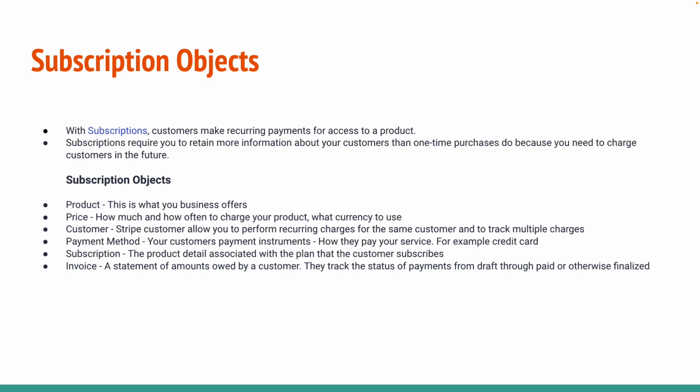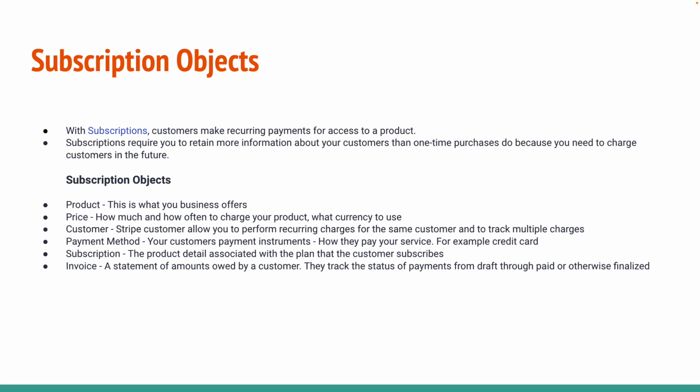So you must know about the subscription objects that are offered by Stripe. With subscriptions, customers make recurring payments for access to a product. Subscriptions require you to retain more information about your customers than one-time purchases do, because you need to charge customers in the future. Like on Netflix, most of you I think have Netflix accounts, and each month they take $3, $9, depending on the subscription that you have. Each subscription has its own advantages. Maybe with $9 you are allowed to use 3 devices, with $15, 5 devices, and so on. So that's where subscription comes in, whereby each month a fixed fee is taken from your payment method.